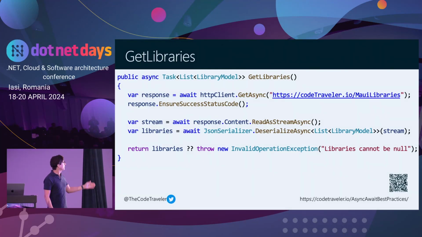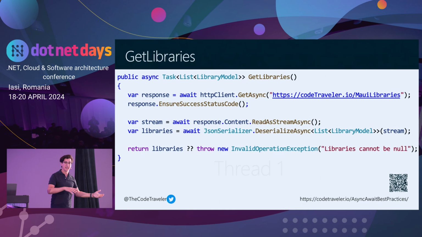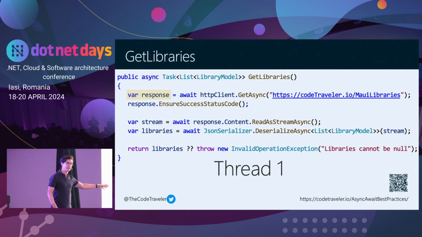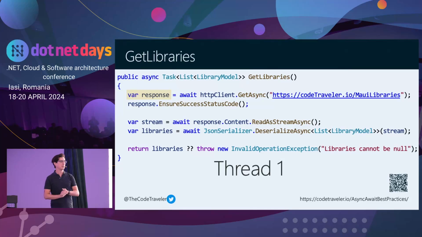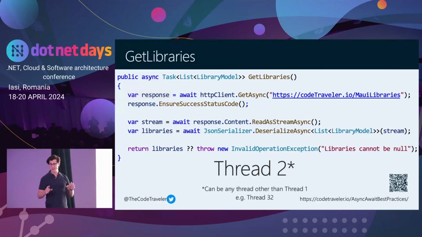All right, let's start out by looking at this async task method called getLibraries. This is going to go out to a public API using HTTP client, deserialize it, and return its value. But what's really happening here with async await? Well, let's say thread 1 kicks off this method. So thread 1 comes in here, it initializes this variable called response, and then as soon as thread 1 hits this await keyword, it returns. And HTTP client.getAsync is going to run on a background thread. So in this case, we'll say it's running on thread 2, but it could be running on any thread that's available in the thread pool.